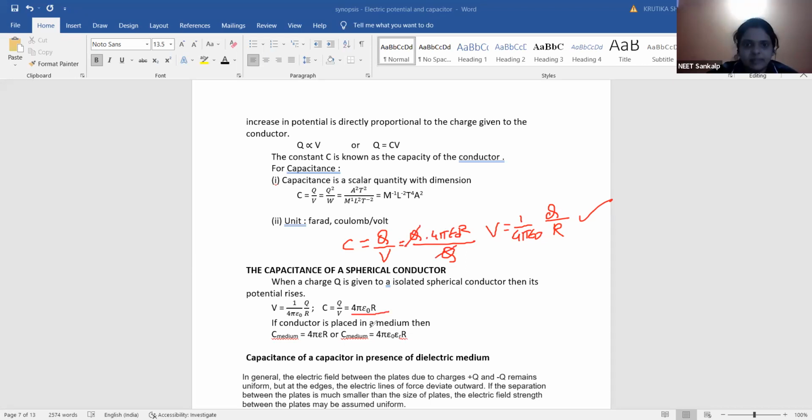Next, if the conductor is in an air medium, then the expression will be 4 pi epsilon naught into R. If the conductor is placed in a medium, then the expression will be 4 pi epsilon into R. Suppose you have to use the epsilon value instead, because the epsilon naught value is constant. It is 8.854 into 10 raised to minus 12, a constant for air medium.